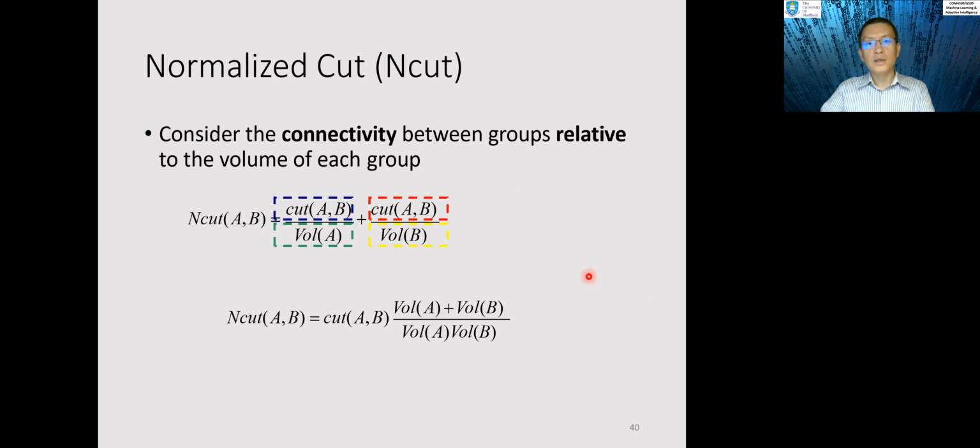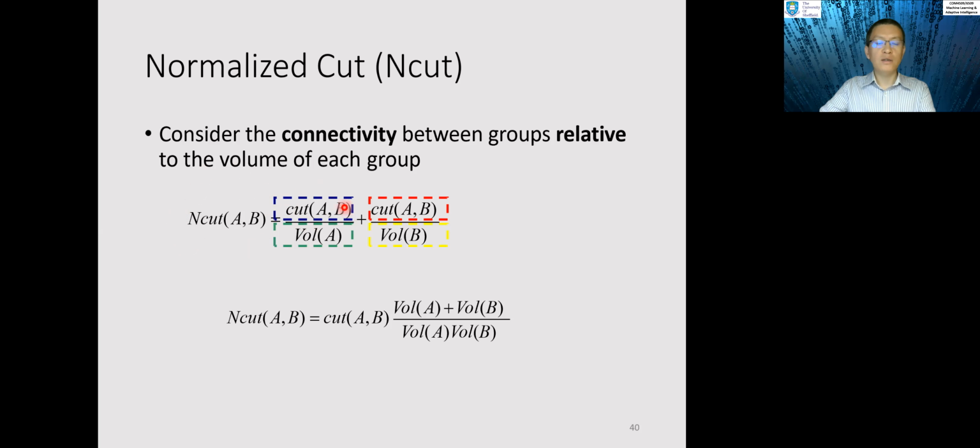So we have said if we just minimize the cut, it will give you a trivial solution. And the good way is to do normalized cuts. In this approach, we consider the connectivity between groups relative to the volume of each group. So that's why, relative to the volume, it means to normalize the cut, the connectivity. So here is the definition of the normalized cut.